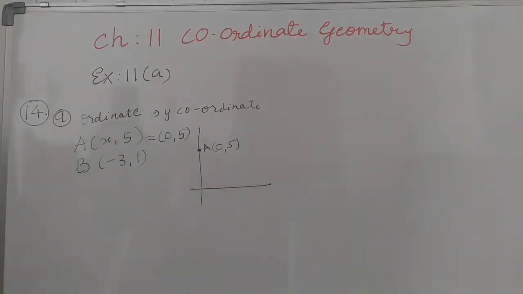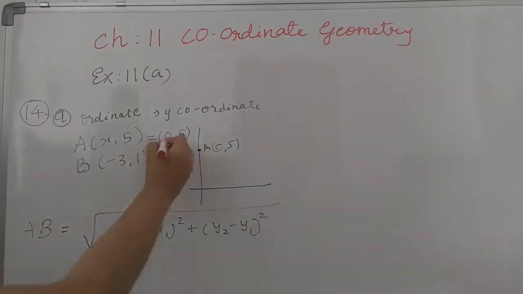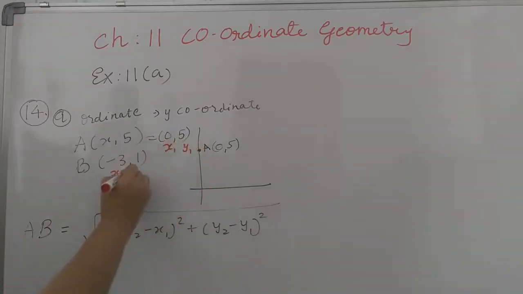So remember, some students make a mistake here. They do not understand that if it lies on the y-axis, it means the coordinate will be 0, 5. And here they ask to get the length of AB. So again, length of AB means we will use our distance formula. So AB is the square root of (x2 minus x1) whole square plus (y2 minus y1) whole square. This is the formula. Now these are the x1, y1 and x2, y2 coordinates we are going to use to get the length of AB.